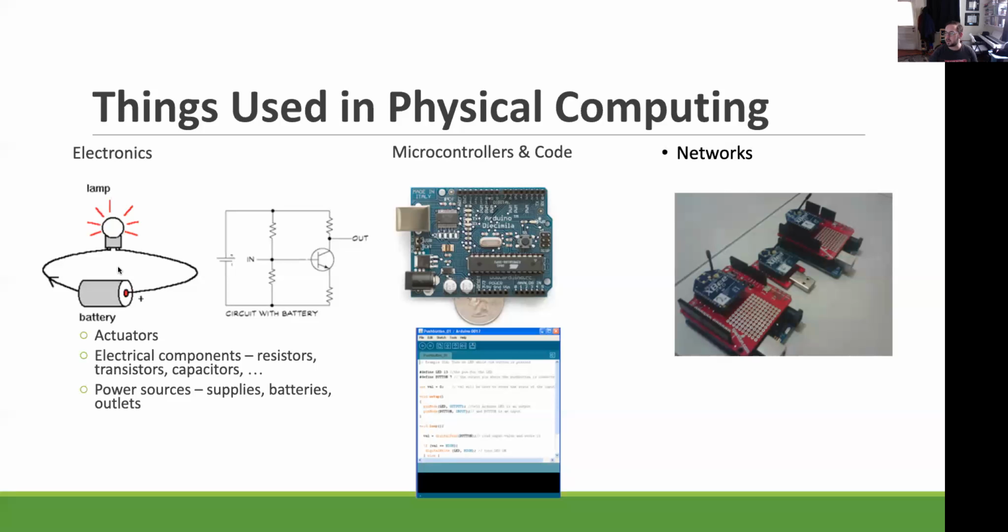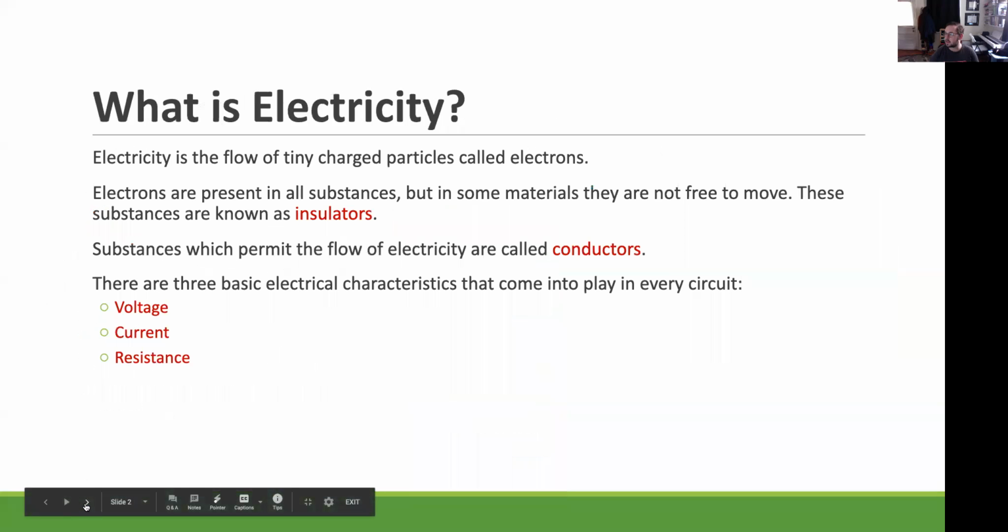Some of the things we would have used with the electronics: actuators, like a motor, which takes electricity to move something. Resistors, which I'll talk about in a little while. Transistors, capacitors, just different combinations of things, different power sources, outlets, batteries, things like that. We would have used some of that stuff, but that's a little irrelevant. So the main point of this is, what is electricity?